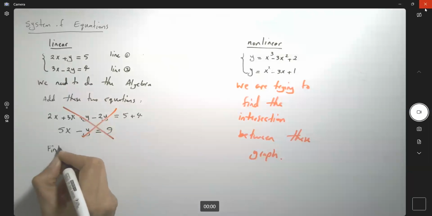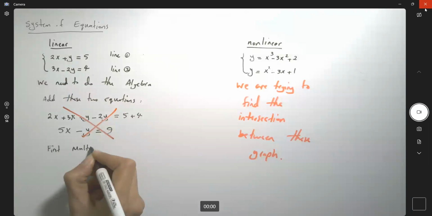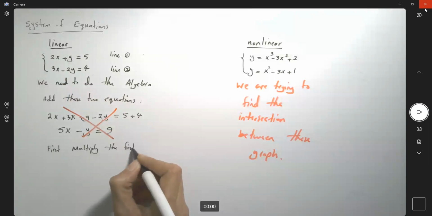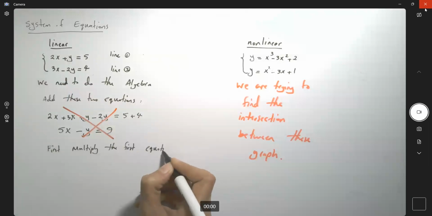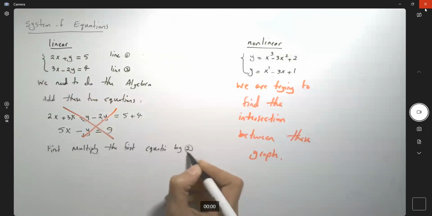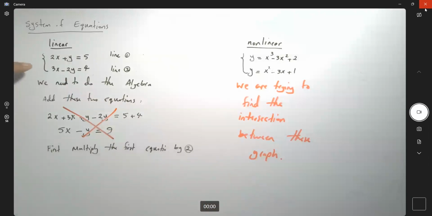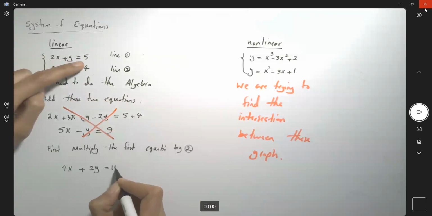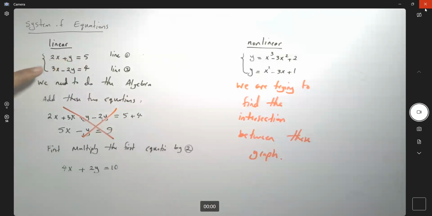First, multiply the first equation by 2. So take a look at this. I have 2 times 2, which is 4x, plus 2 times y, 2y equals 5 times 2, 10. This is my first equation. Copy down the second equation. 3x minus 2y equals 4.